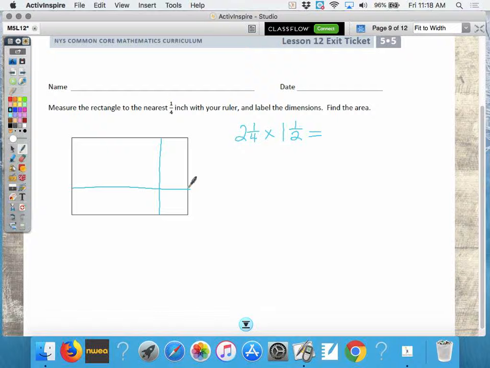So, Josue, what goes up here at the top? 2 and 1/4. Good. With your inches, right? Okay. Emiliano, what goes over here on the side? 1 and 1/2. Good, and they're inches, right?